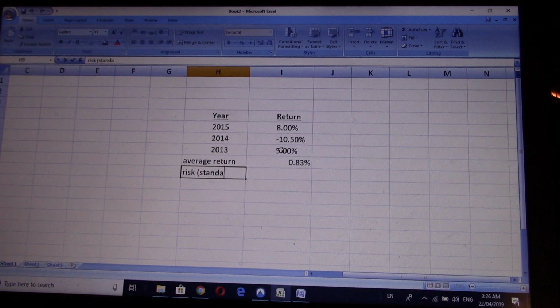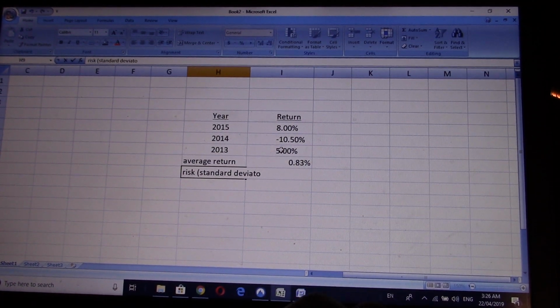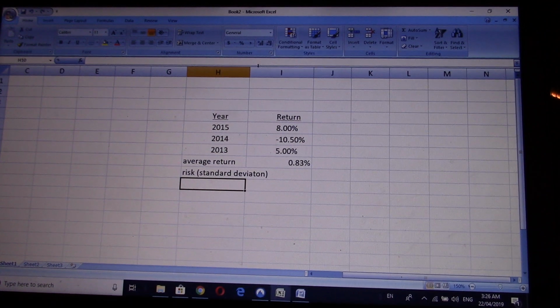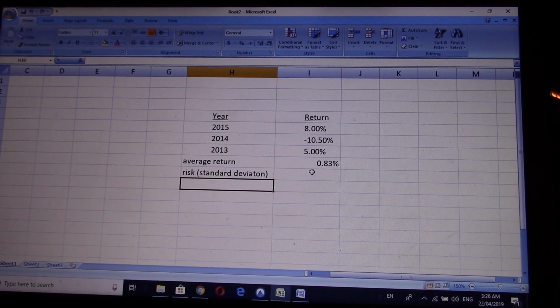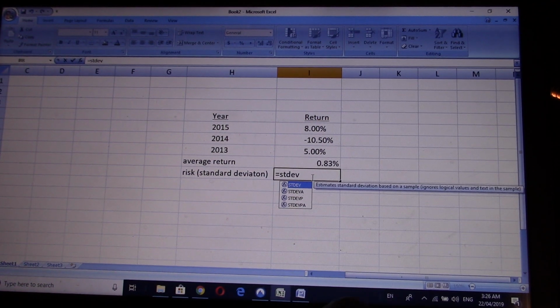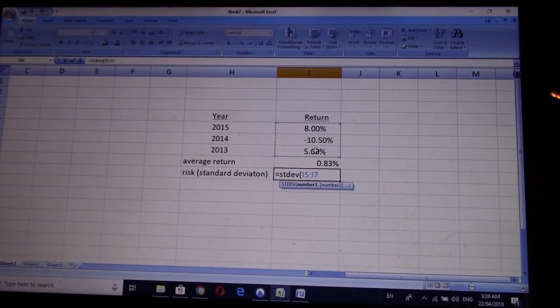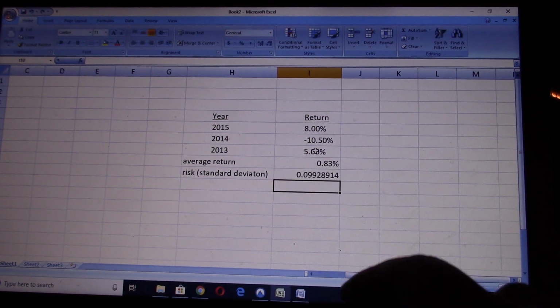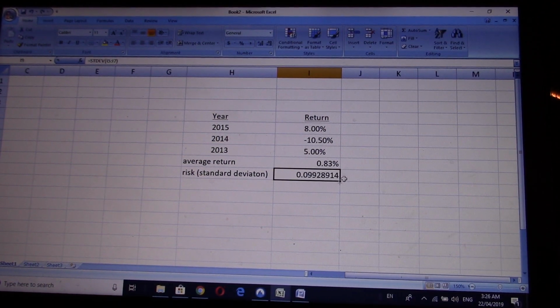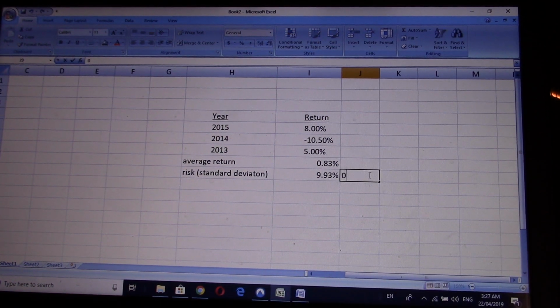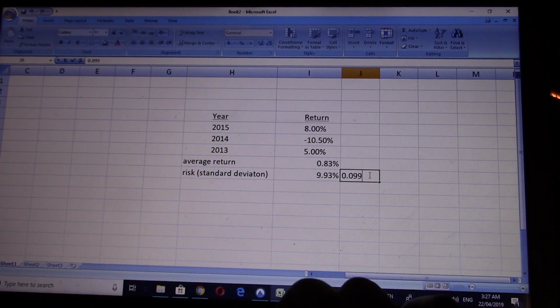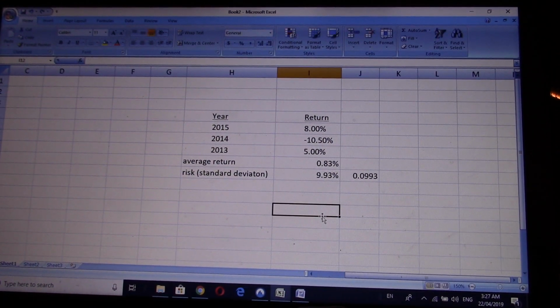Now to get the risk, or standard deviation as a measure for risk, you can do the calculation. I'll show you. Or you can use the stdev function in Excel and highlight the returns in the 3-year period, and this is your answer. You can make it a percentage, let's say 0.093%, or you can say 0.0993. Either way, it's the same answer.